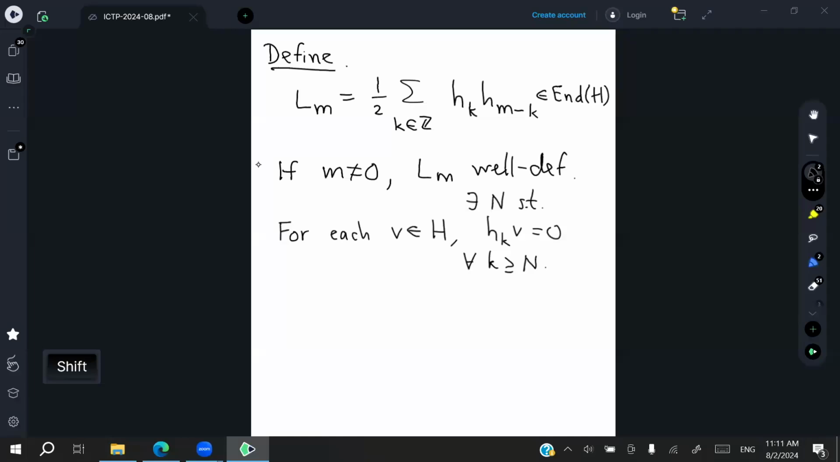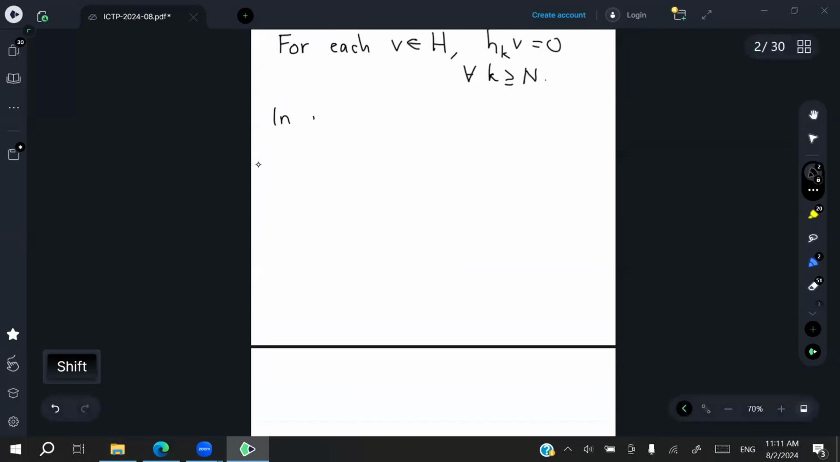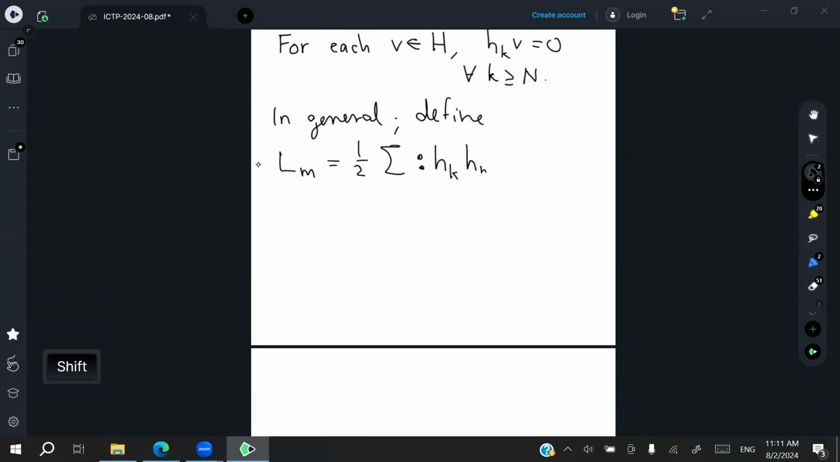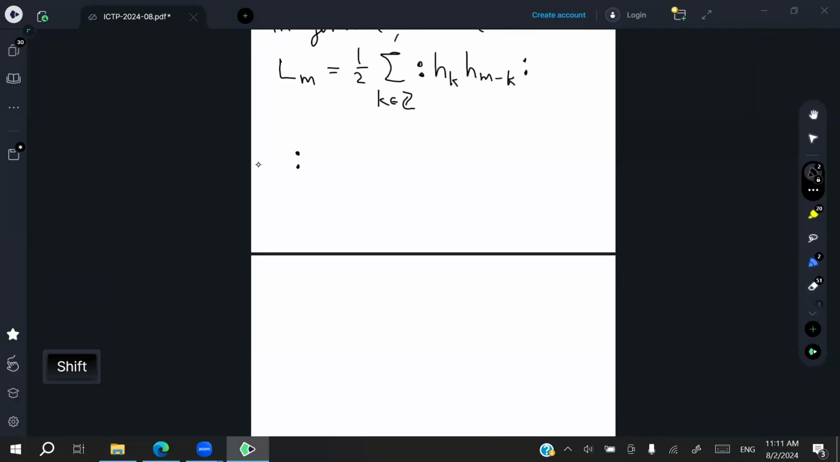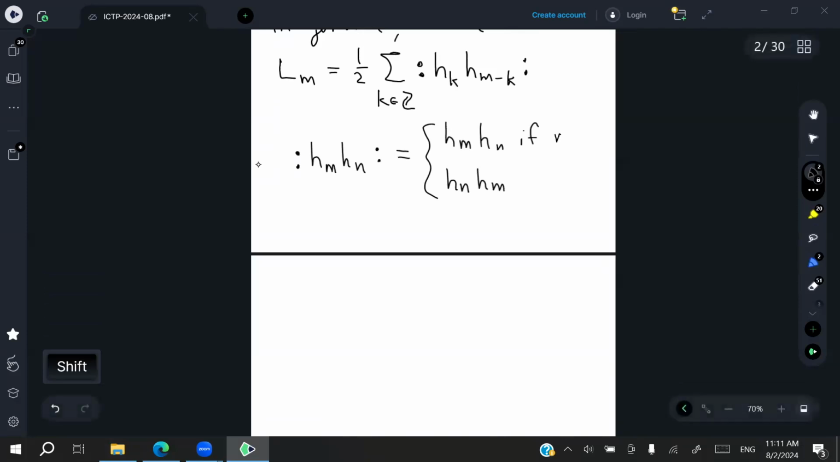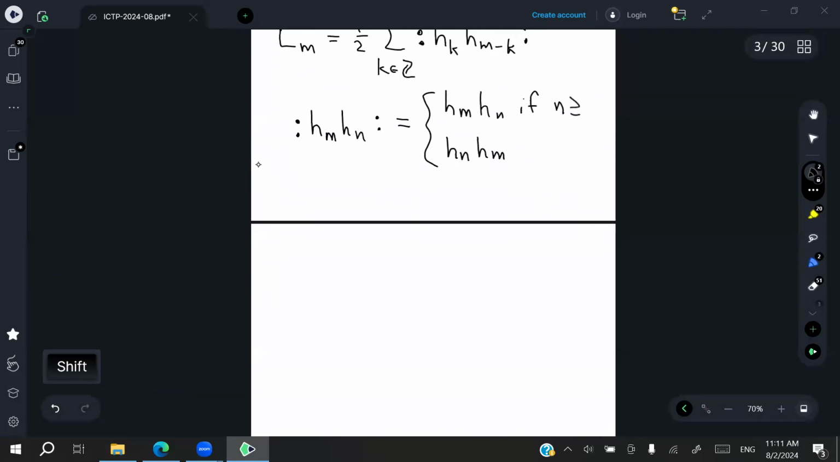But still there's a problem with L_0 because the operators h_k and h_{m-k} don't commute. So what one does is define L_m to be 1/2 sum of the normally ordered product, h_k h_{m-k}, where now this so-called normally ordered product, by definition, is, if k is greater than or equal to 0, then we leave the terms in the order they were. But if k is negative, then we swap the two.